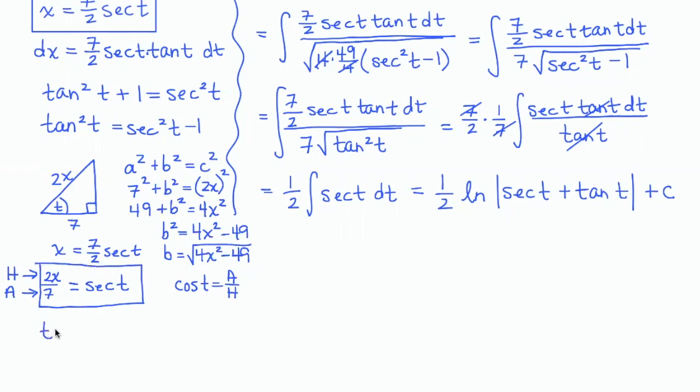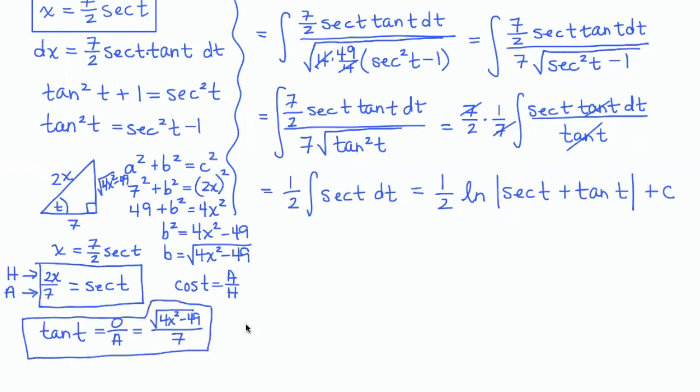And now I need tangent of t. Tangent is opposite and adjacent sides as a ratio. I forgot to put my opposite side on here. It's this square root of 4x squared minus 49. So I do opposite, which is that expression, over the adjacent side, which is 7. And that gives me the other substitution that I need for my antiderivative.